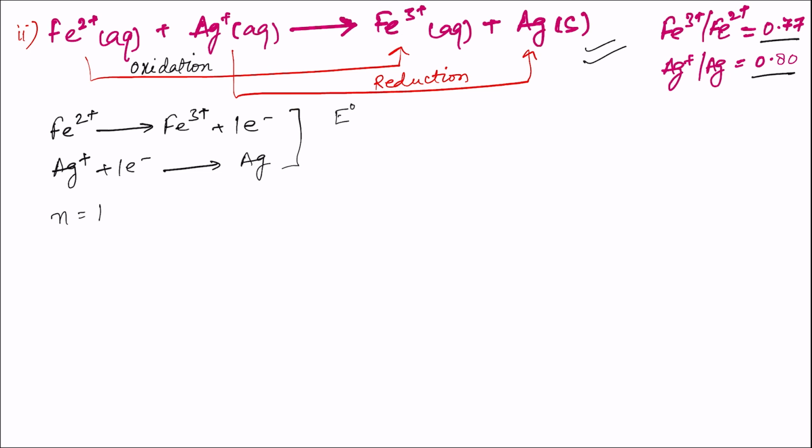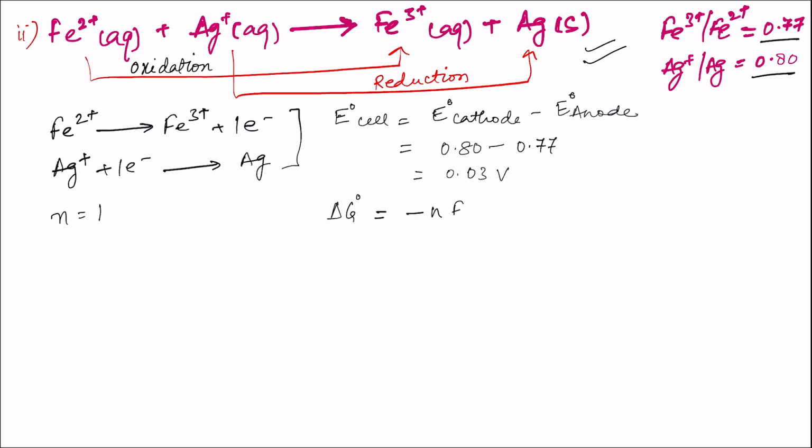Now E naught cell will be equal to E naught cathode minus E naught anode. Now which one is cathode? At the cathode, reduction takes place. So cathode is silver, so 0.80 minus anode is iron, 0.77. This will be equal to 0.03 volt. Now delta G naught will be equal to minus nFE naught.